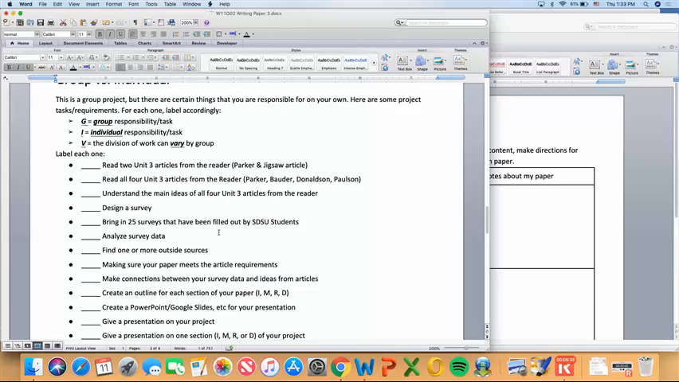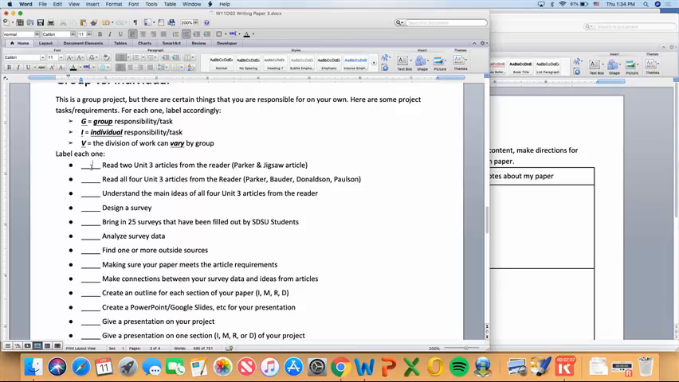So one is going to be G, that means as a group, everyone does this, you're responsible for it, it's a group effort. I, individual responsibility or task, you have to do that by yourself. And V, the division of work can vary by group. Some of these might have multiple answers, and we'll talk about that. So let's look at the first one and just do the first couple together.